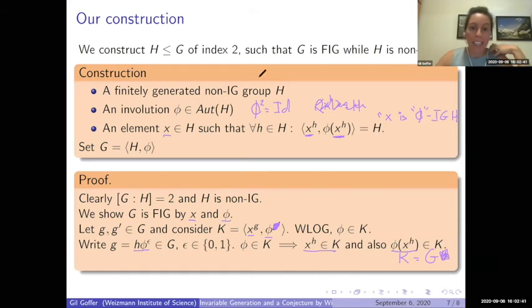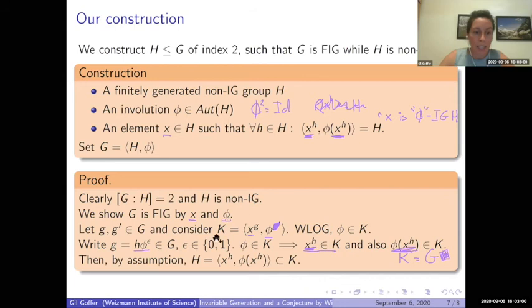And now, by assumption, the idea of the construction was to make x have this property that for any h, these two things generate the entire H. So I know that if I have this and this inside K, then the entire H must be contained in K. And then since G is generated by H and phi, if I contain H and I contain phi, then I contain the entire group G.